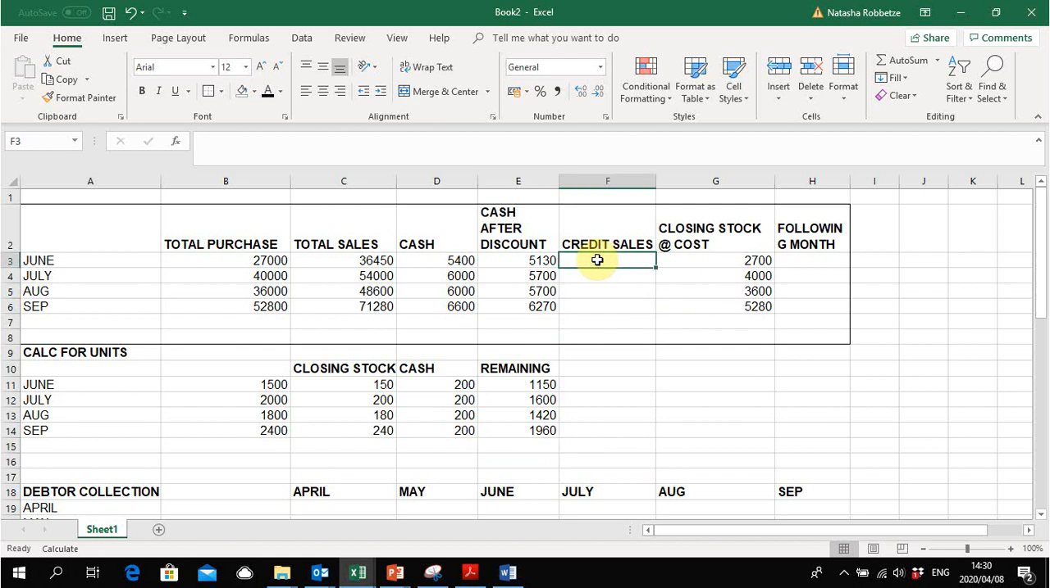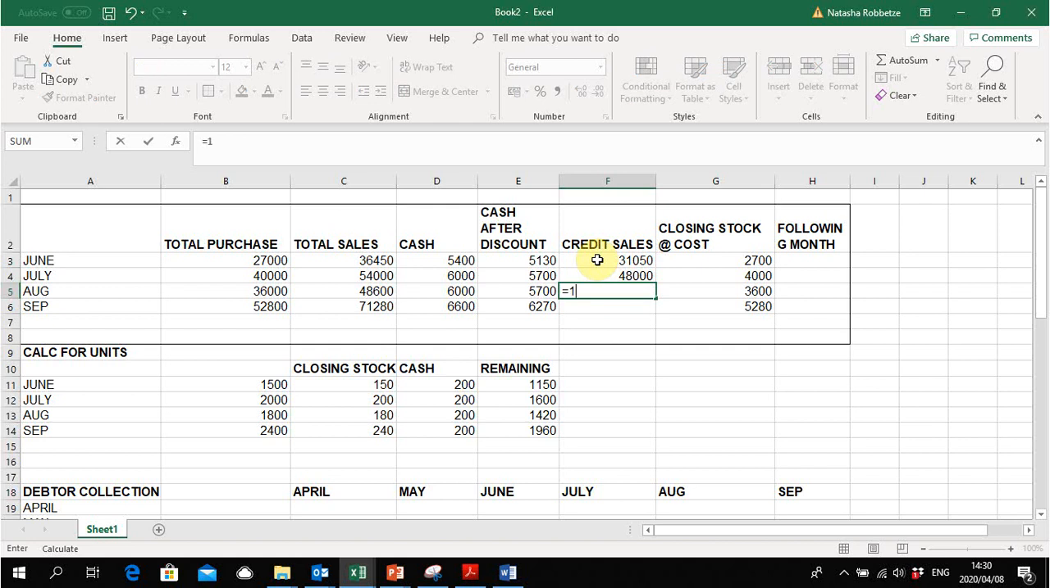Now I can go back to my credit sales and say, in June, it is 1,150 units that are available for sale. In June, the cost price is 18 Rand, and I need to add the markup because I am busy with a sale. In July, we are going to say that there is the credit sales of 1,600 times the cost price of July, and the cost price was 20 Rand, times the markup.